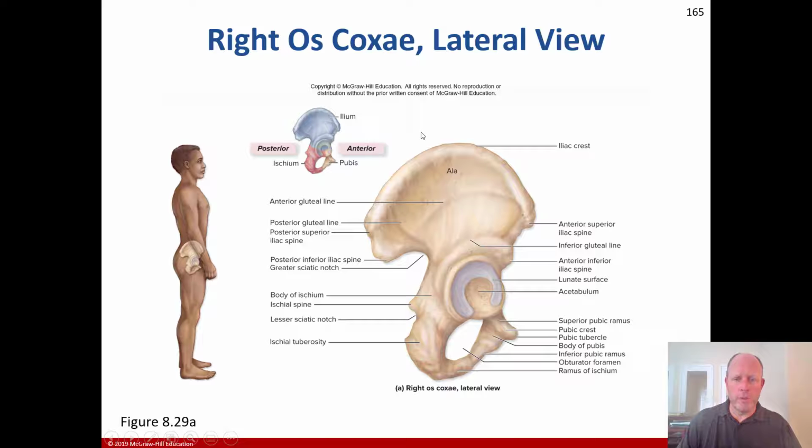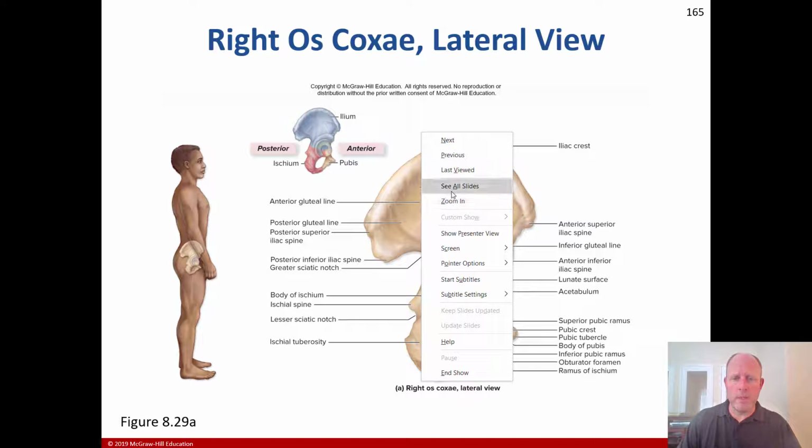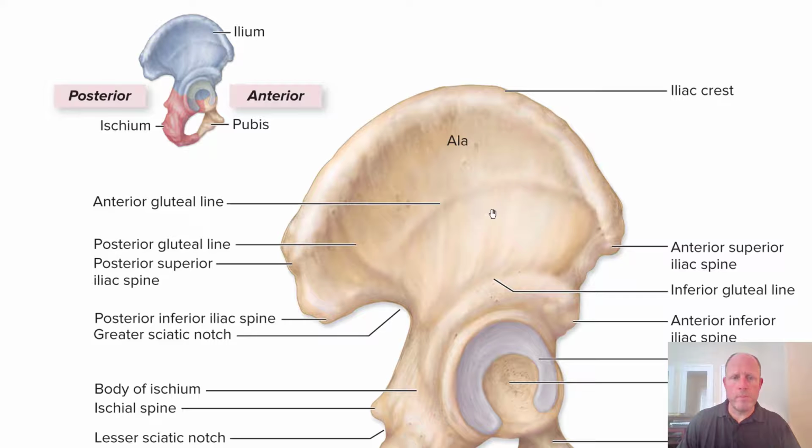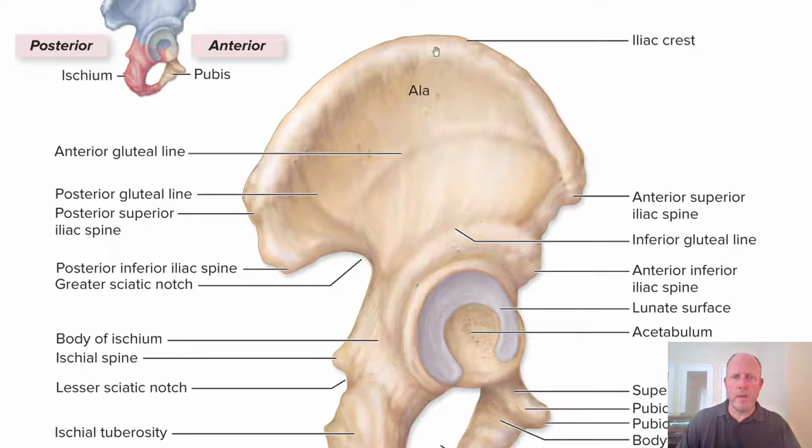That said, take a little closer look here at the right os coxae. See the iliac crest of the os coxae, the anterior gluteal line, the posterior gluteal line, and then the posterior superior iliac spine, posterior inferior iliac spine, greater sciatic notch, the anterior superior iliac spine, presenting this laterally, right? And the inferior gluteal line, the anterior inferior iliac spine, and the lunate surface of that acetabulum.